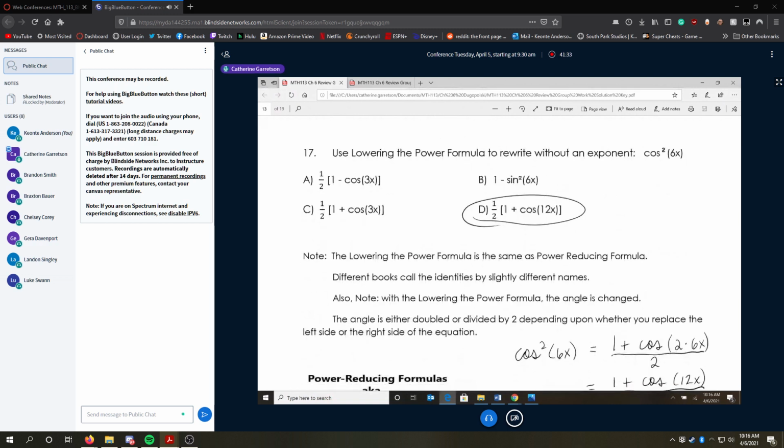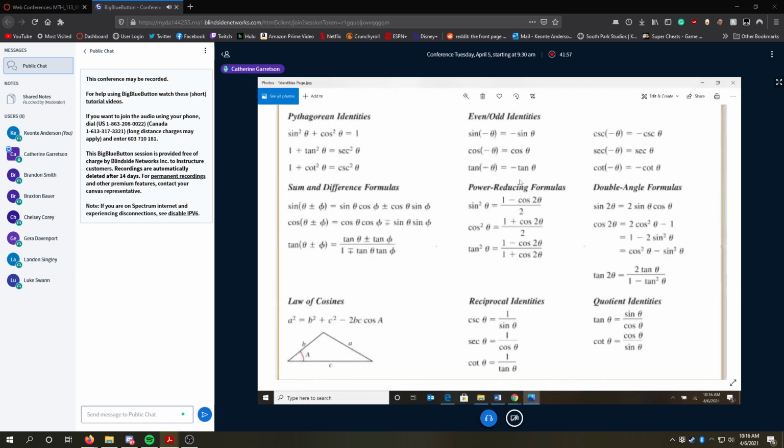Lowering the power. Now, let's talk about this formula because it's called different things in different books. In some books, it's called the lowering the power identity or the lowering formula. So we saw on this one here that was a PDF, it was the power reducing identity. It was right there, your power reducing identity.